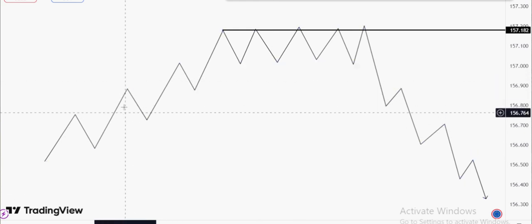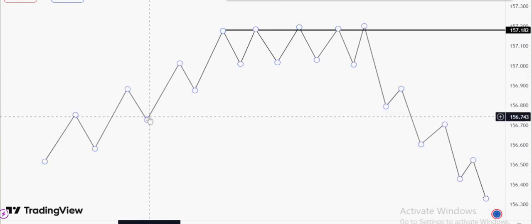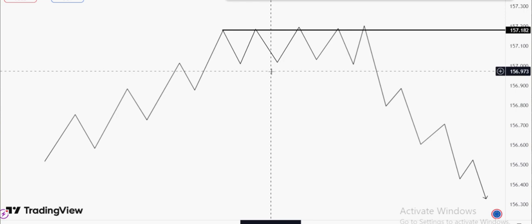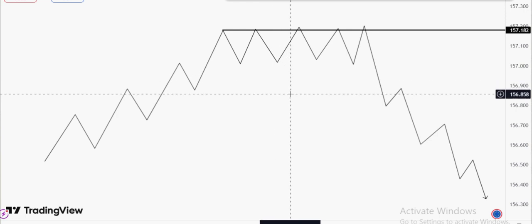When a higher high is created, key level. When a higher low is created, key level. And then when a lower low is created, key level. Lower high created, key level. Markets do not randomly just move without it being a key level.